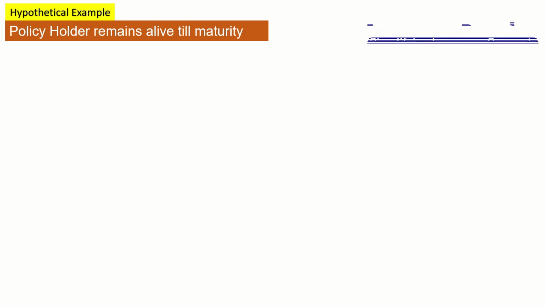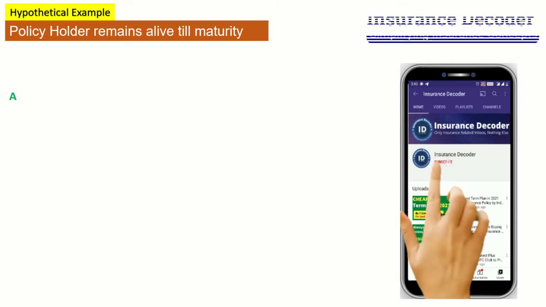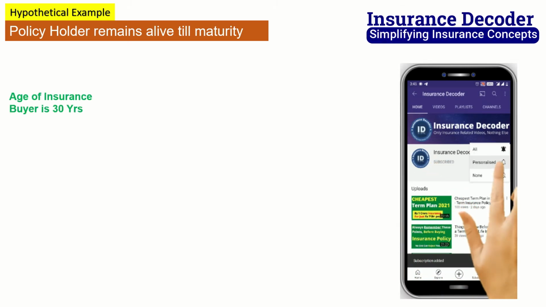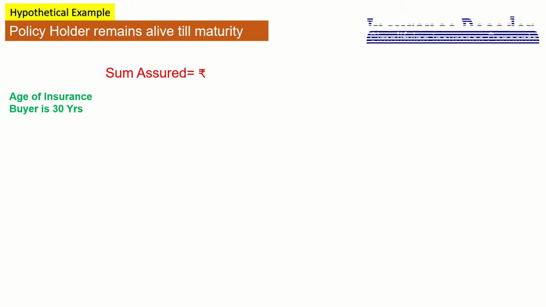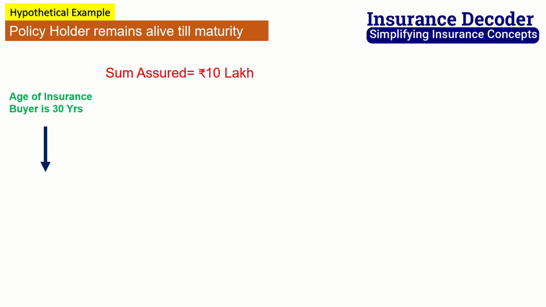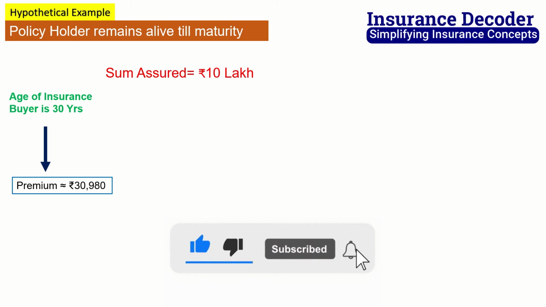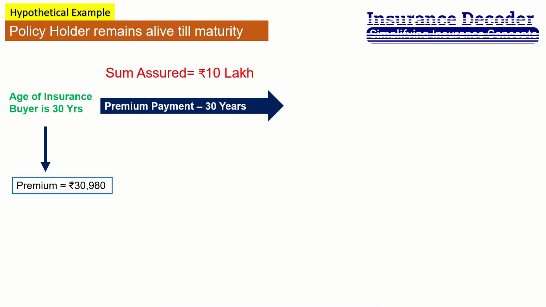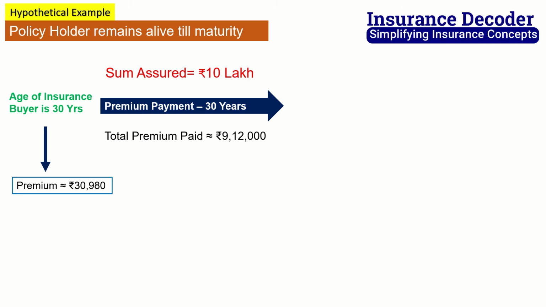Now we take the examples of how this policy will work. First, we take the example when the policyholder remains alive till the maturity. Say the age of the insured person is 30 years. At the age of 30 years, he thinks to buy this Jeevan Umang policy, and he buys an insurance policy of say 10 lakh rupees sum assured. For that, he will have to pay a premium of around rupees 30,980 every year. And the premium payment is for 30 years. He has opted for the 30-year option. So total premium he has paid in 30 years is 30,980 multiplied by 30, so 9,12,000 he has paid to LIC.